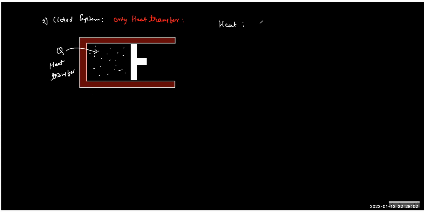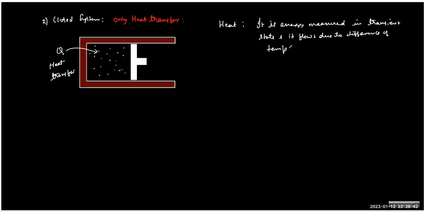So heat is energy measured in transient state, and it flows due to difference of temperature.